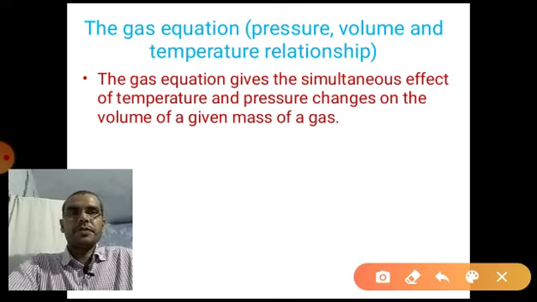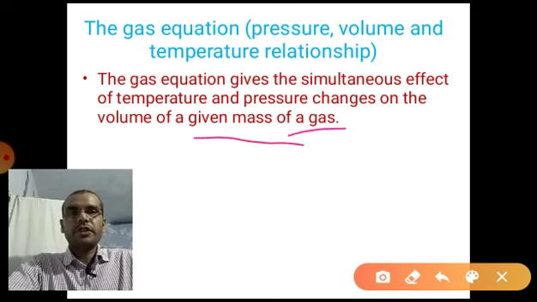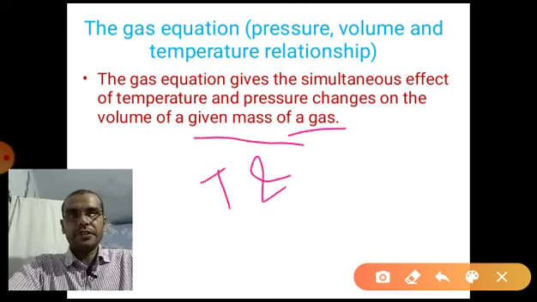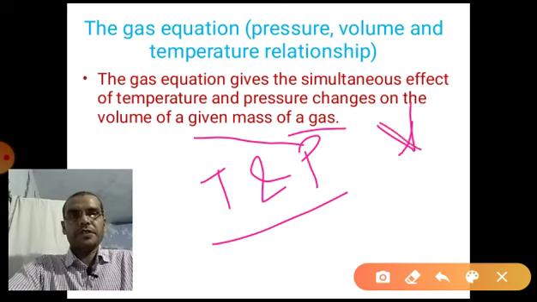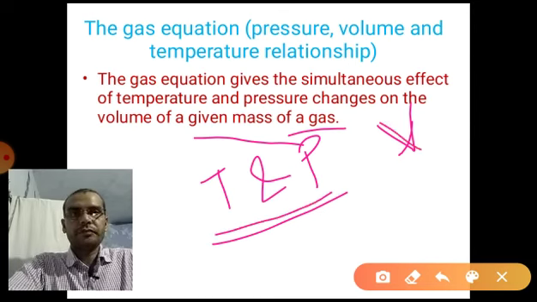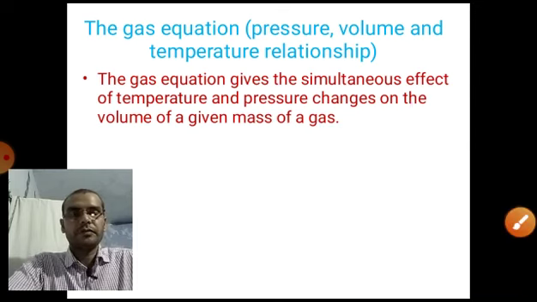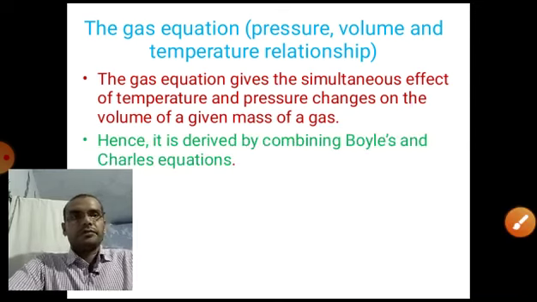Now, the gas equation gives the simultaneous effect of pressure and temperature changes on the volume of a given mass of gas. So, the gas equation gives the simultaneous effect of temperature and pressure on the volume of a particular mass of a gas. Let's see the next one.